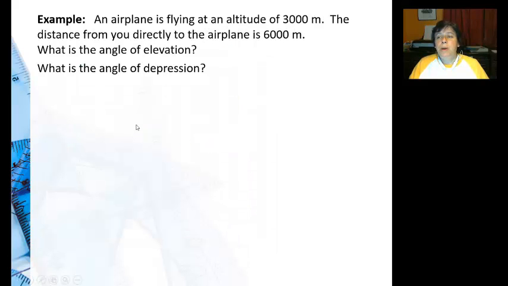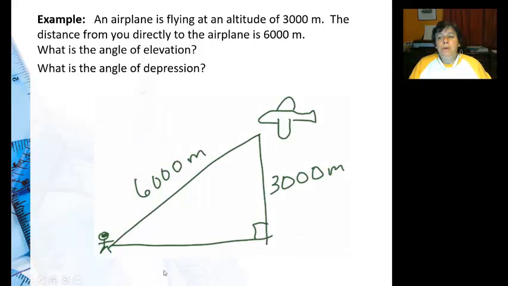On this next problem, we have an airplane flying at an altitude of 3,000 meters, and the distance from you directly to the plane is 6,000 meters. And we want to know the angles of elevation and depression. So first of all, we draw a picture, and here's the little person down on bottom, and the airplane. Actually, I didn't really give you a lot of information, but I can now.